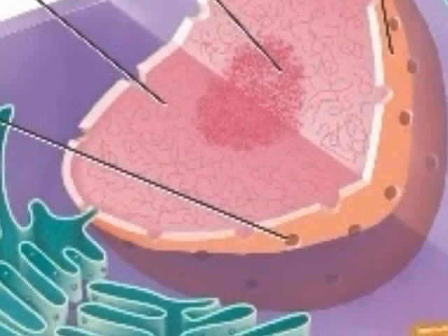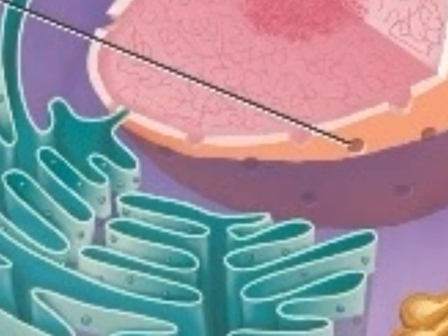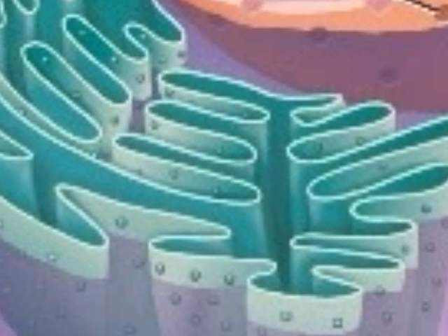Now we are coming up on ribosomes and free ribosomes. Free ribosomes make proteins that will be used inside of the cell. Bound ribosomes are found in the rough ER.